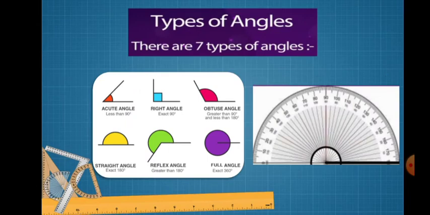Types of angles. Let me tell you about the types of angles. There are 7 types of angles. Acute angle, which is less than 90 degrees, and right angle, which is exactly equal to 90 degrees. Obtuse angle: the angles which are greater than 90 degrees and less than 180 degrees are called obtuse angles. Then straight angle, which is exactly equal to 180 degrees. After that, reflex angle: the angles which are greater than 180 degrees are called reflex angles. Full angle, which measures exactly 360 degrees.